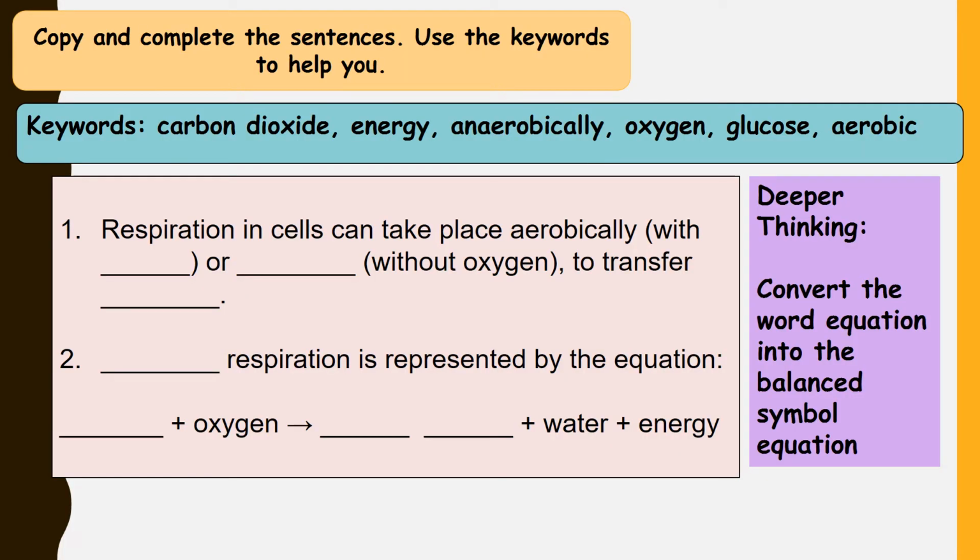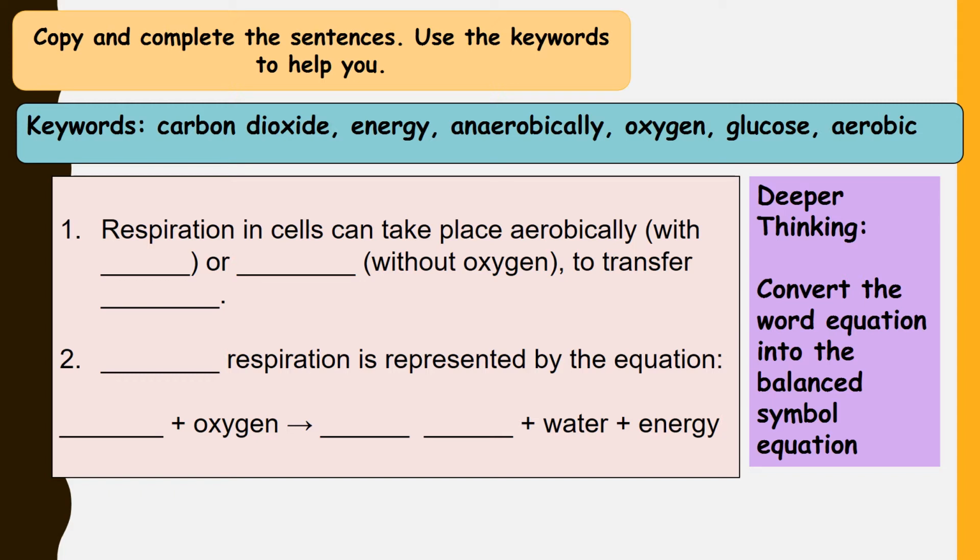Okay, so what we're going to do is start off with these gap fillers. You've got the words in blue towards the top, we do need to have these sentences written. So what I'd like you to do when I say is pause the video, get the sentences down, and have a go at putting the words in the blue box into the gaps. A little clue to you is that not all of them will need to be used. So the sentences are: respiration in cells can take place aerobically with blank, or blank without oxygen to transfer blank.